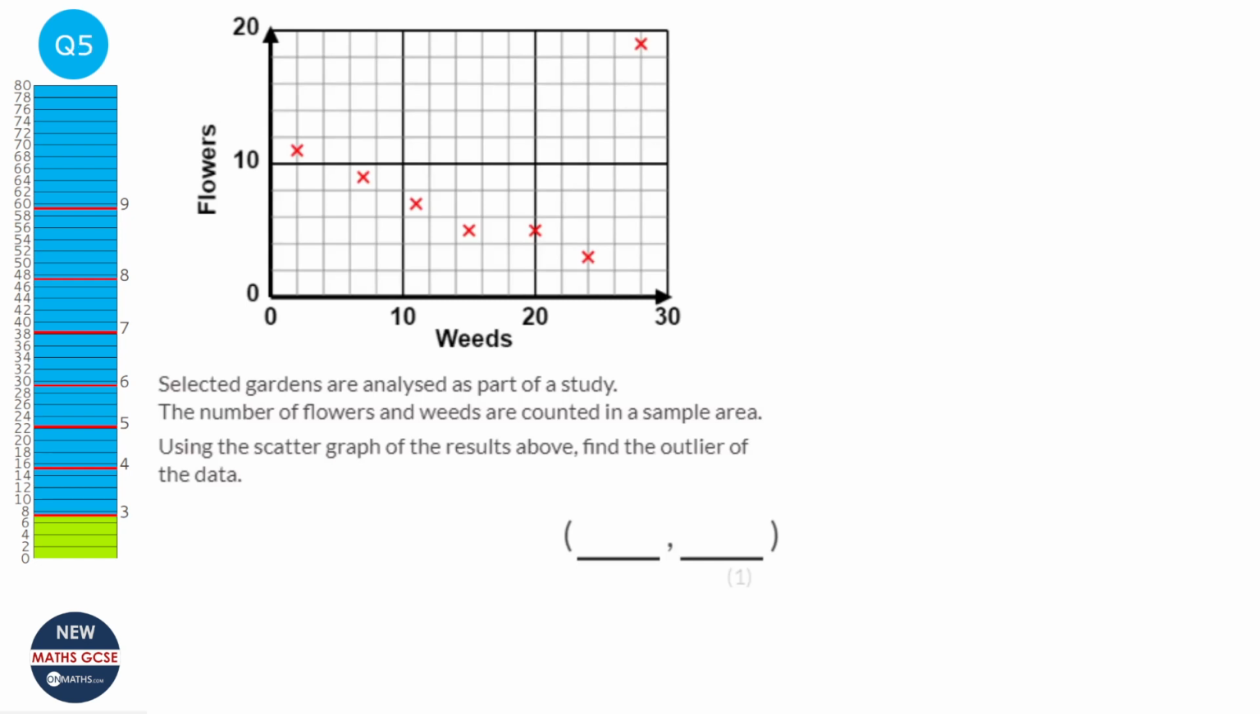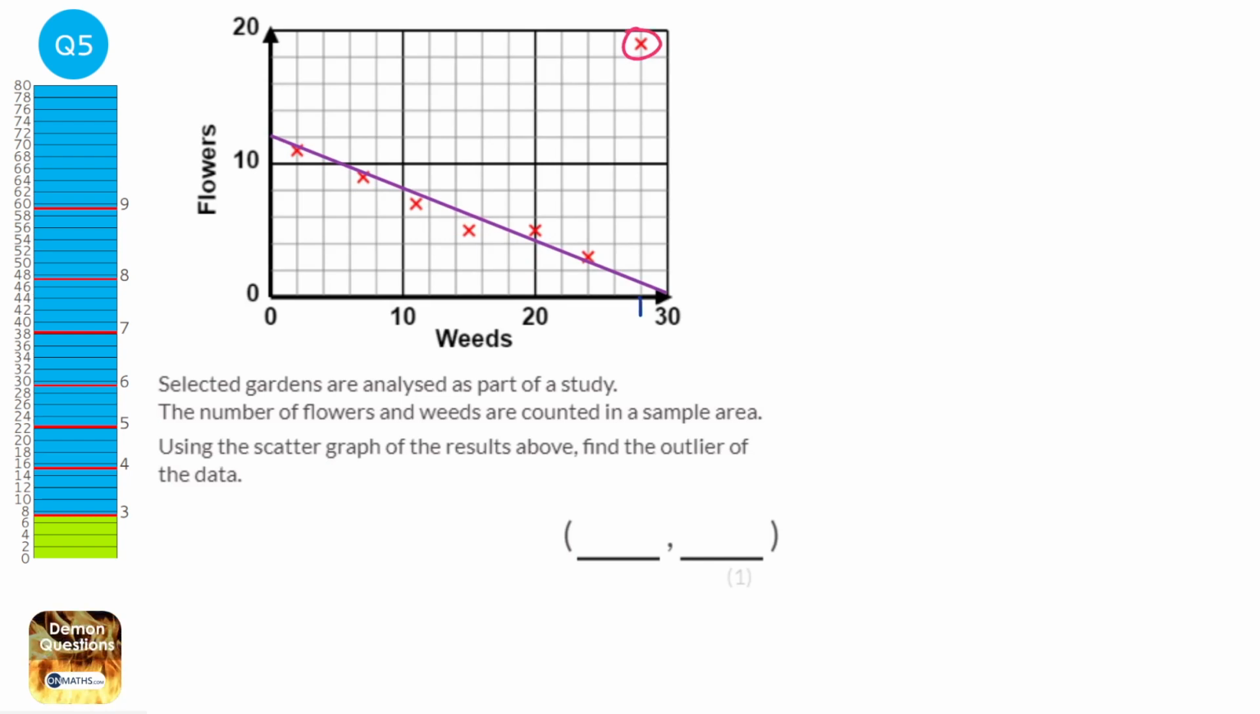On a scatter graph, an outlier is a point which doesn't fit the pattern. And as we can see here, all of these coordinates fit kind of a nice line going down there. So they all are showing a trend. But we've got this point here that's nowhere near that trend at all. And that's what we call an outlier.